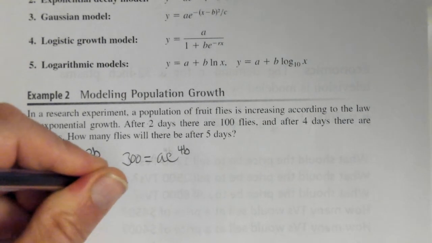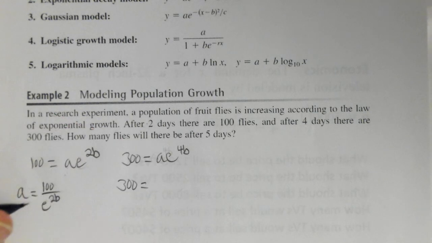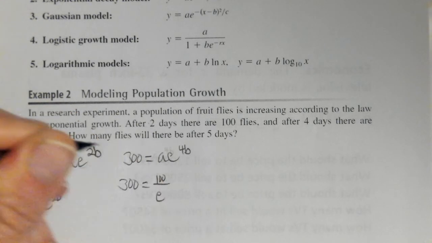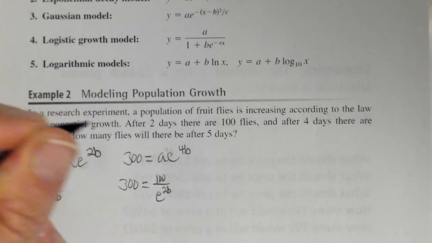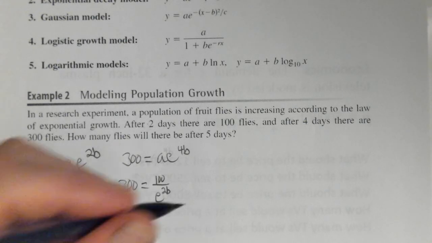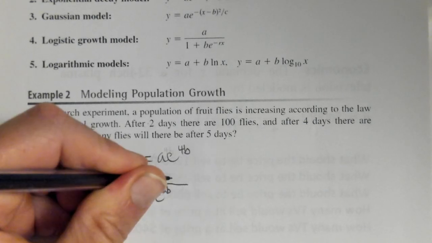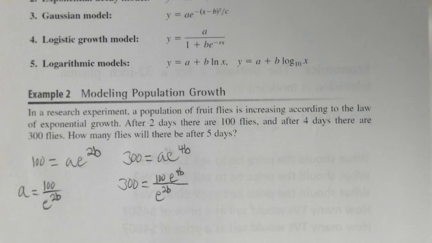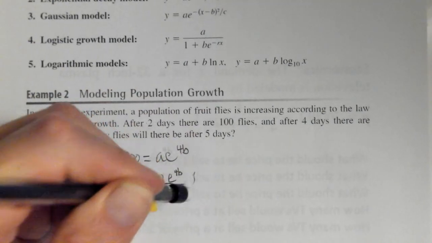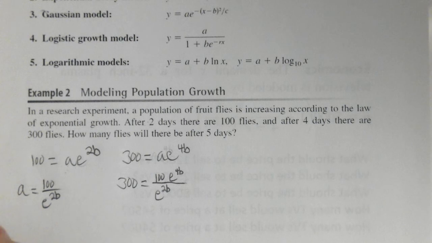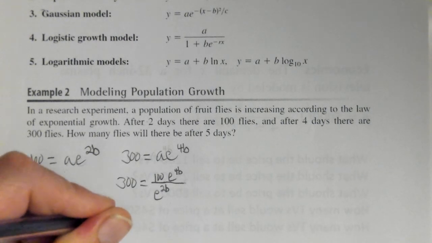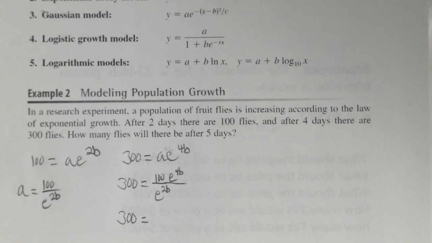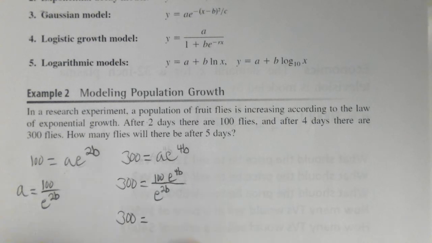We're going to substitute 300 equals a, take a out, put what it's equal to in its place, which is 100 over e to the 2b power, and then that's going to be times, go ahead and write this in the numerator, times e to the 4b. Alright, so that's what we have after we plug in for a. Now, in order for this to simplify down, my next step is going to be 300 equals, and some of these e to the b's will cancel, right? So if I have, first of all, we still got 100.